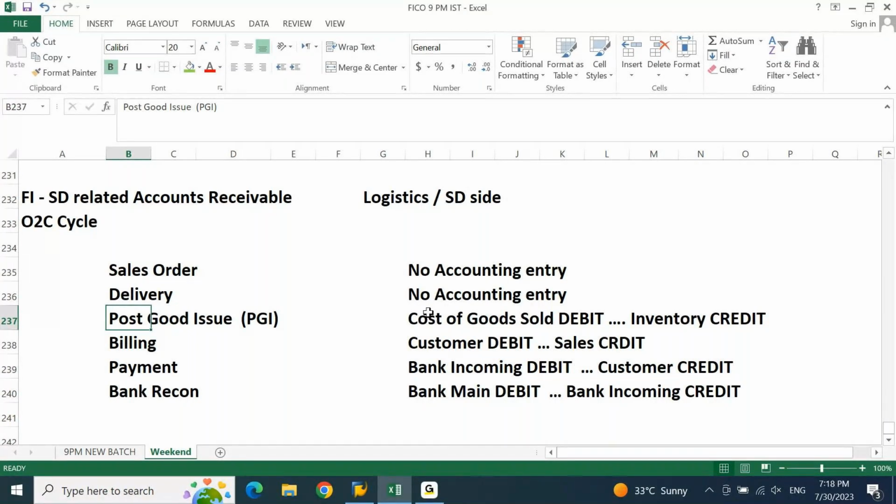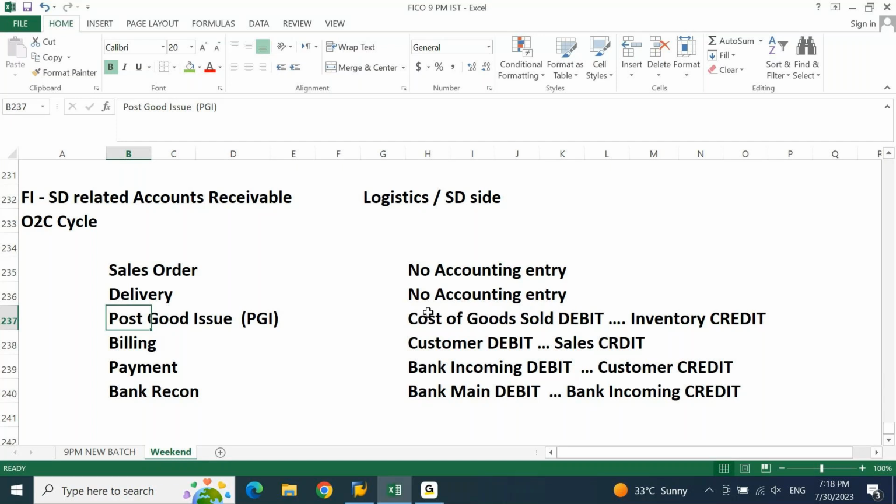Okay. So, sir, the delivery person and the person who is doing the PGI, are they different or the same? Both are the same. But the person who is doing the billing is different from the delivery person and the PGI person. Yes. Okay.